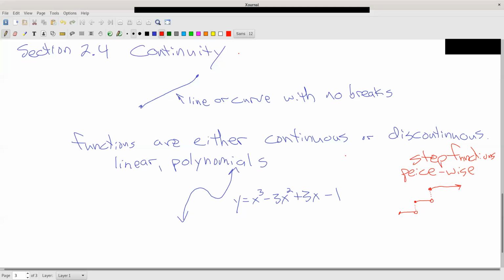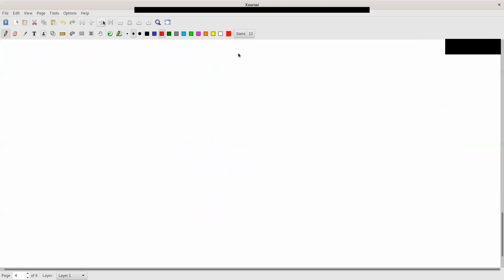Sometimes functions have holes in them, so there's a lot of ways to be discontinuous. I could have a hole, I could have an asymptote. I could spell asymptote with an S, please. And the way we define continuous is in terms of limits. So 3 conditions have to be met for a function to be continuous at a point. And then if we look at a whole bunch of points, we can say it's continuous over its domain. So, continuity rules.